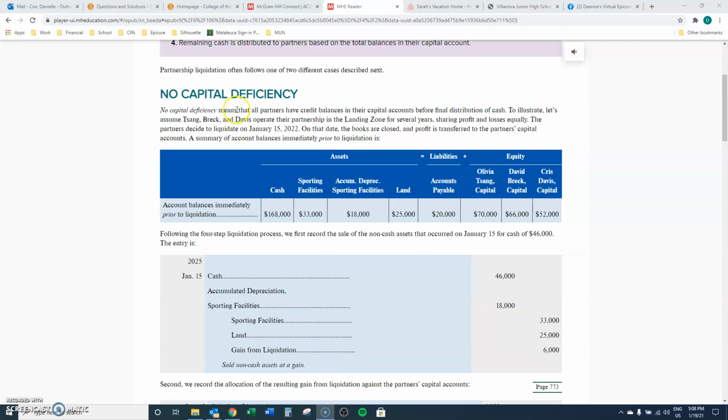So let's look at this example. To go along with the same company, they've operated the landing zone for several years, and they share profits and losses equally. On January 15th, 2022, they decide to liquidate. So here's where everything is before the liquidation.